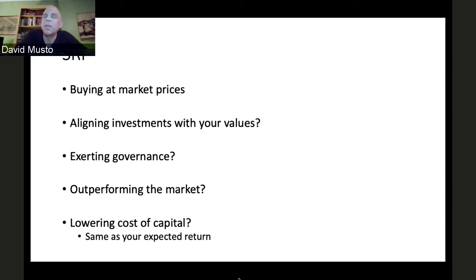You could also believe you're lowering the cost of capital for the companies that you want to thrive. You want to lower their cost of capital. Of course, you have to bear in mind that their cost of capital is your expected return, right? That's the same thing from the other perspective. So you can't necessarily have it both ways. If you're lowering their cost of capital, that's coming out of your expected return, because those are two sides of the same coin.